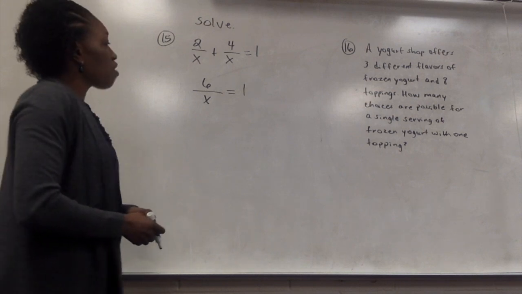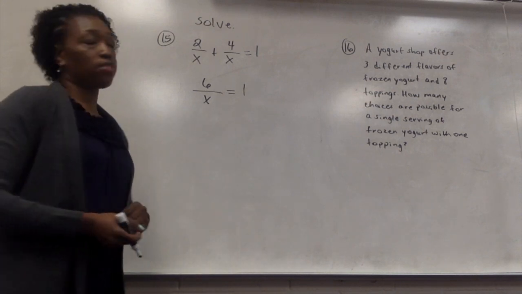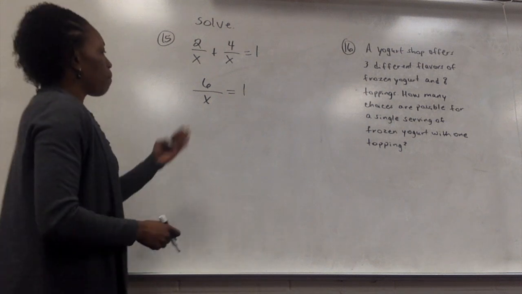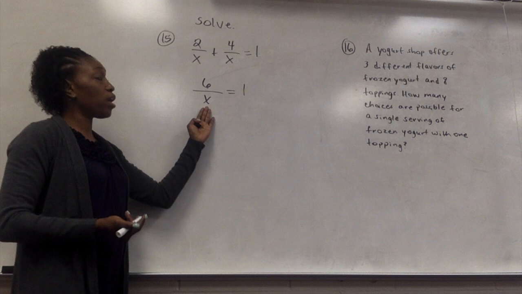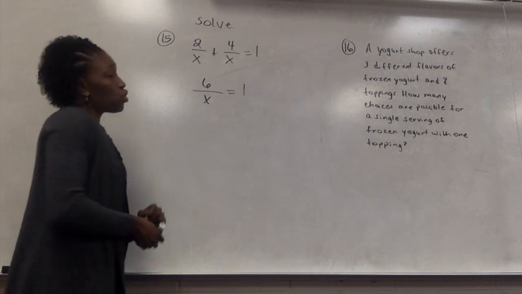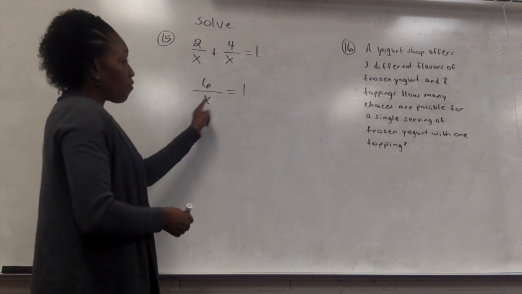Our next step is to solve for x. We have to get x on the side by itself. And right now, my x is in my denominator. So I want to make sure my x is in my numerator in order to solve for it. So I'm going to multiply both sides by x.